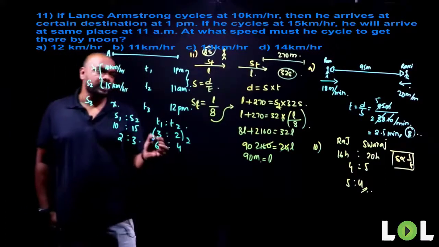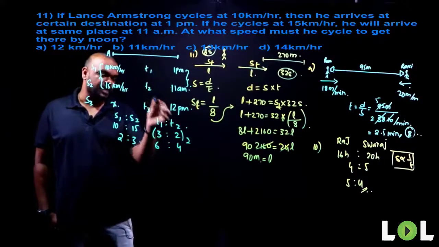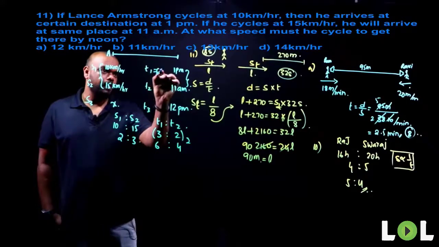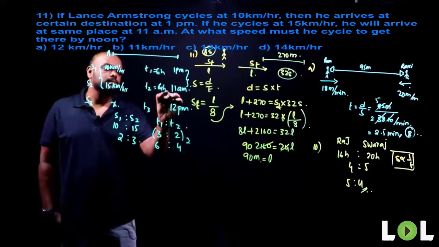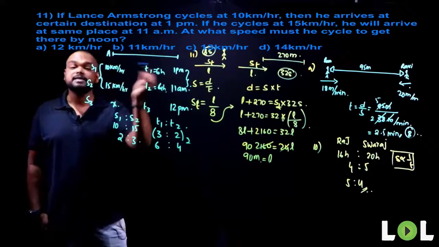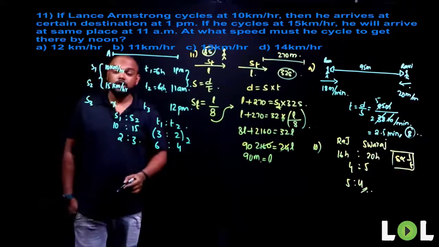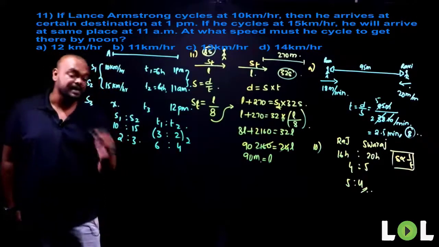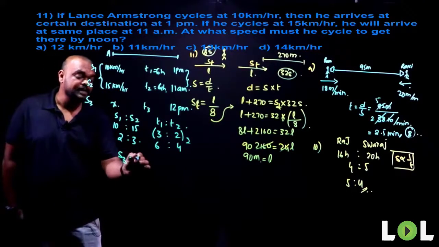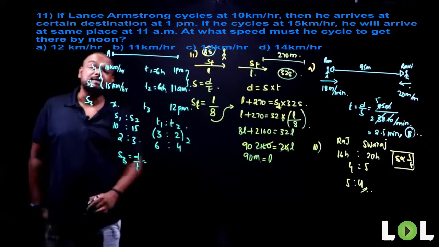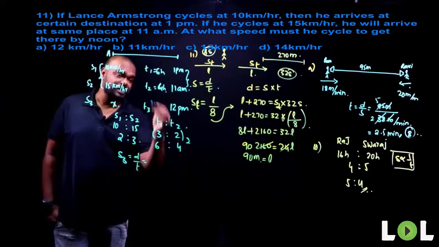Okay. So here it is taking 6 hours, here it is taking 4 hours. Now you get the distance. What is the distance here? 10 into 6, 60, or 15 into 4 is 60. Distance is speed into time. Now here we need speed, S3, which is distance by time taken. We know the distance is how much? 60 kilometers.